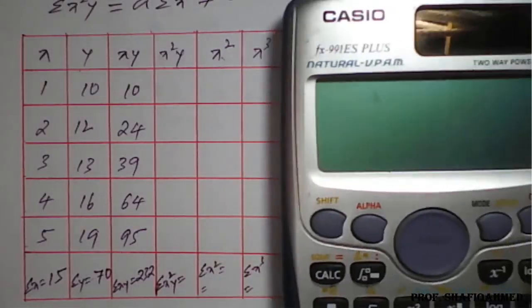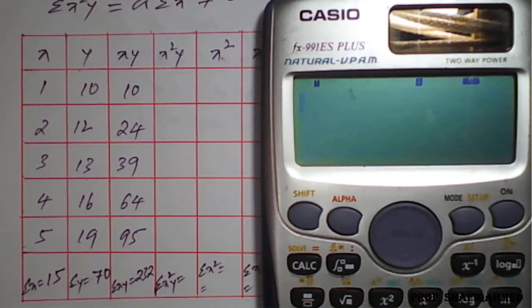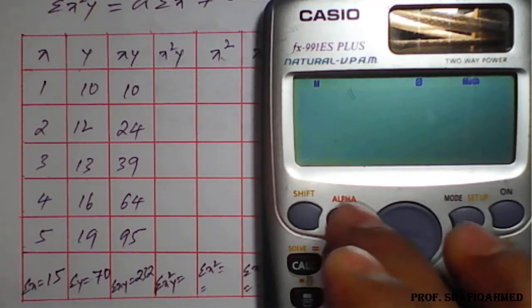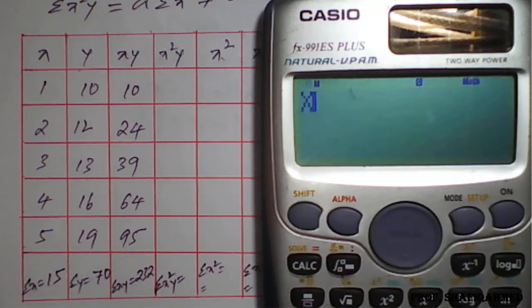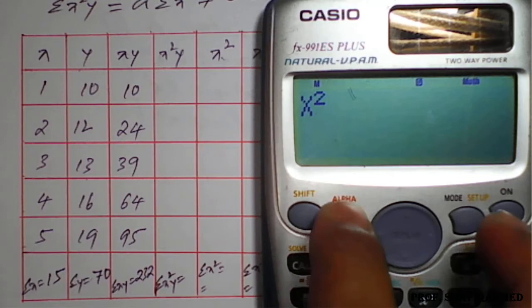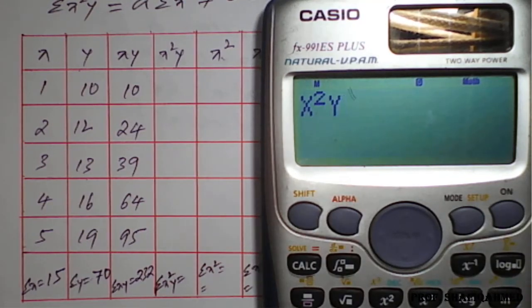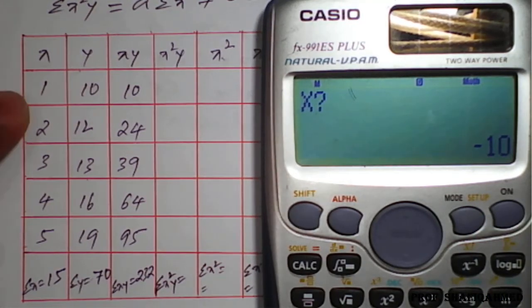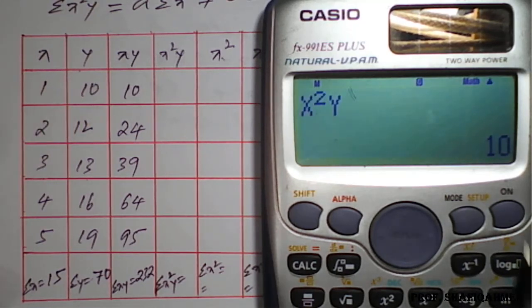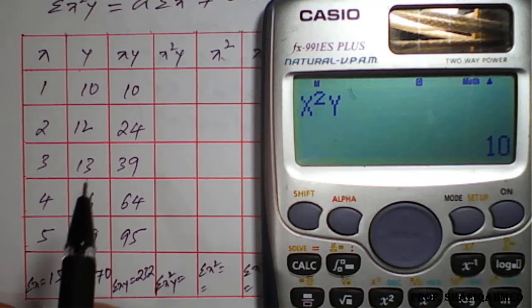For x square y, it is better you prepare a formula on the calculator like that. Shift, alpha x square into y, alpha y, go for the calc option. So x value is 1, y value is 10, so how much will we get? 10. Write it.